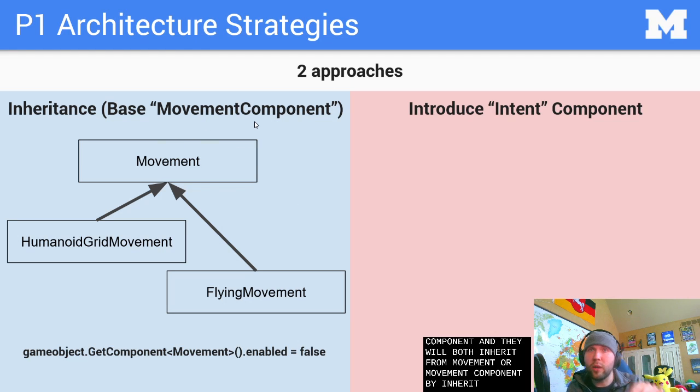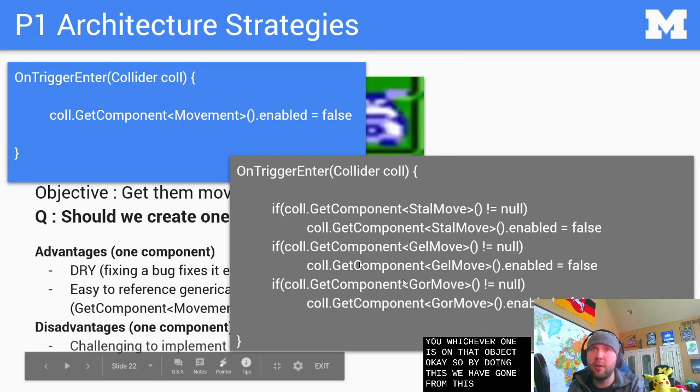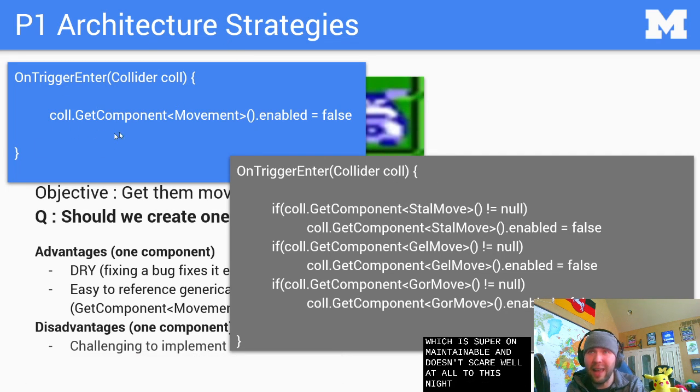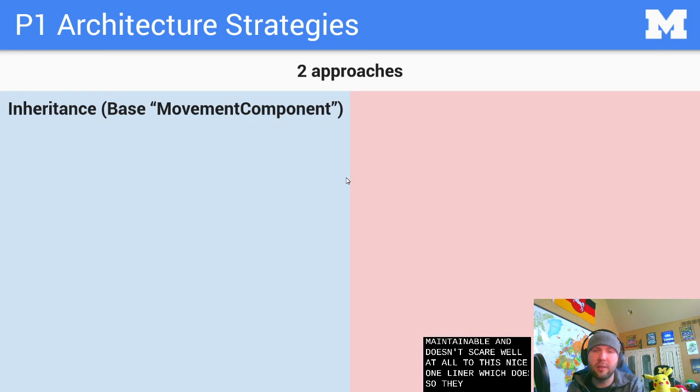By inheriting, what you can do, if you look in the bottom left corner, Google's going to block it if I take my cursor down there, but what you can do suddenly if you look down there is you can just refer to the base class component, and the getComponent function will give you whichever one is on that object, okay? So by doing this, we have gone from this setup, which is super unmaintainable and doesn't scale well at all, to this nice one-liner, which does scale, okay? So that's a really, really nice approach.